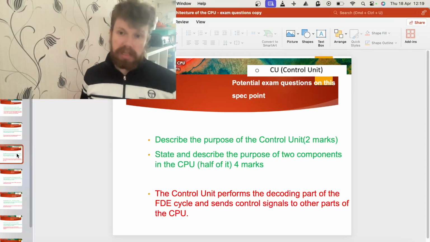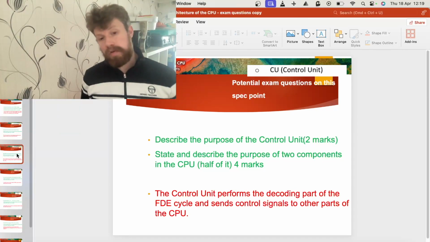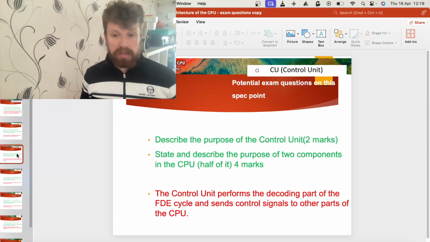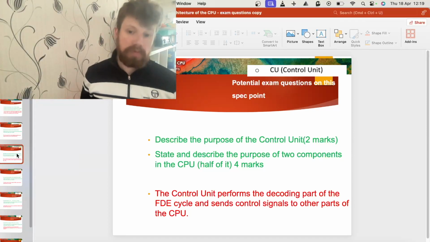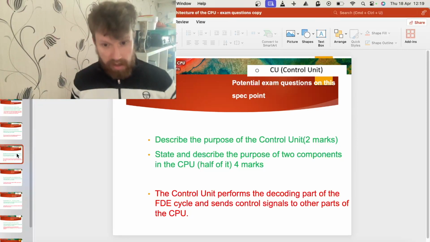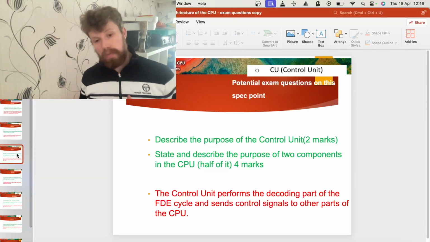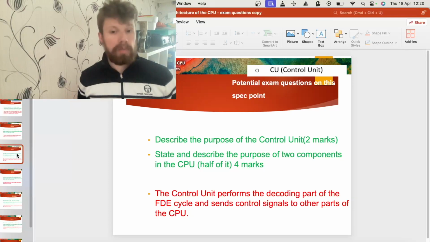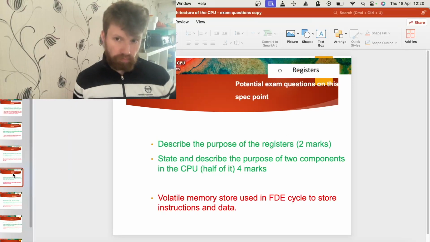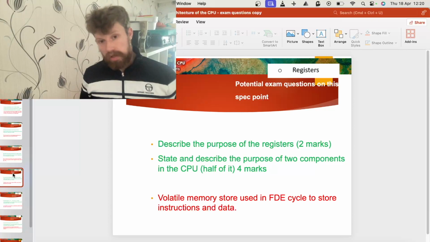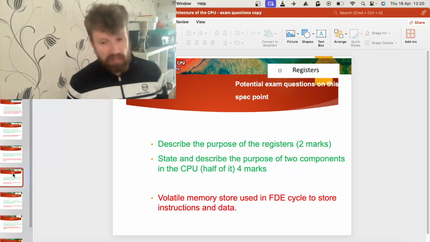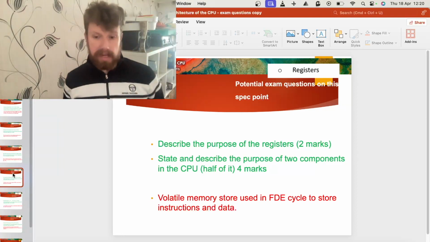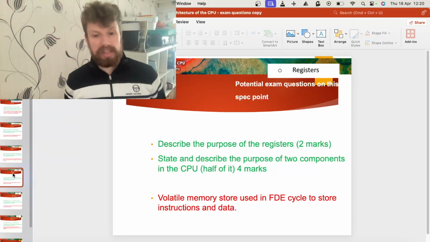The next part is the control unit. Again, it's a very similar question to before, and we just have to make sure we know how to describe it. For 1 mark, you say it performs the decoding part of the FDE cycle, and for the second part, it sends control signals to other parts of the CPU. Registers: again, just describing it, you need to say a volatile memory store used in the FDE cycle to store instructions and data.